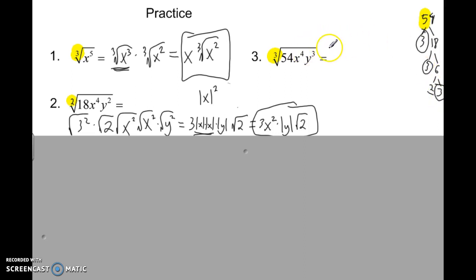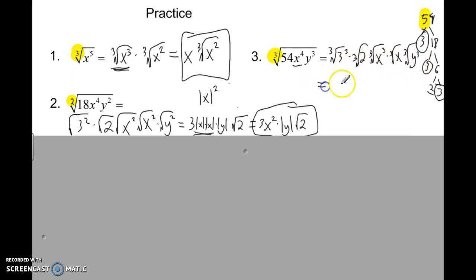So I'm going to break this up. I'm going to say the cube root of 3 to the 3rd times the cube root of 2, because there's still a 2 left over there. And I have 4 x's, but I'm really looking for groups of 3. So I might say the cube root of x to the 3rd times the cube root of plain old x. And then finally the cube root of y to the 3rd. That one works out nicely. It's going to simplify nicely.